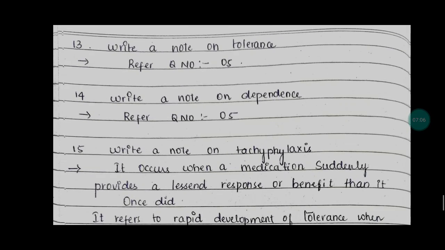And question number 13, write a note on tolerance. So you have to refer to question number 5. And question number 14, write a note on dependence. Even this you have to refer to question number 5.